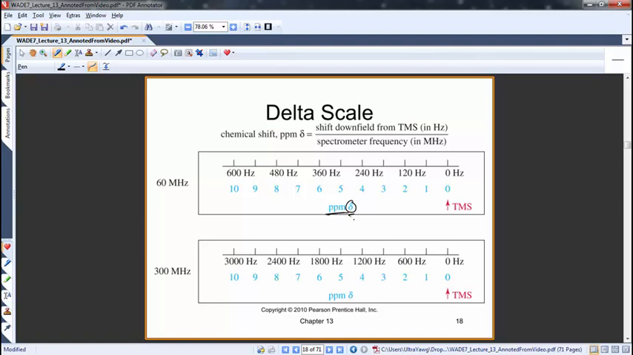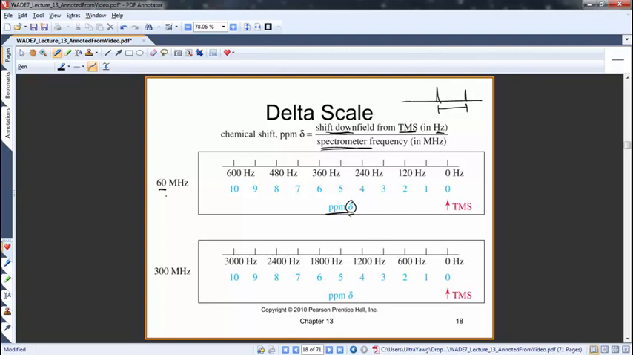The way you calculate delta is how far did your signal move from TMS, which is what I was just talking about, right? So here's my signal, there's TMS, and I have a signal there. How far is this, in hertz, and I have to divide that by my spectrometer frequency, because there are different spectrometers that you can use. Some are more expensive and better, more powerful than others, and you have to take that into account. The stronger your magnet is, the more resolution you can get on your spectrum, right?